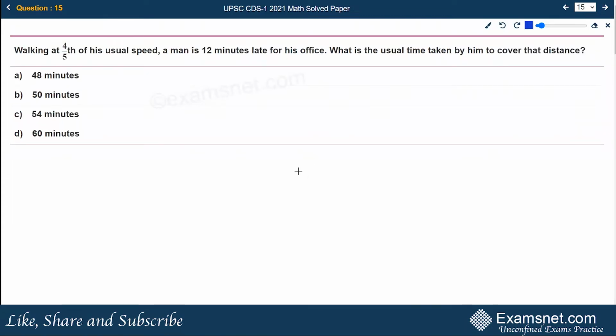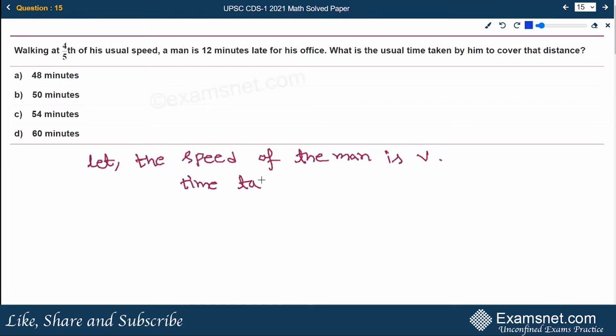In question number 15, we are given with walking at 4 by 5th of his usual speed, a man is 12 minutes late for his office. What is the usual time taken by him to cover that distance? So we can assume let the speed of the man is V. Okay, that is his usual speed, and for that time taken by him is T. Okay, then now let's talk about the distance.